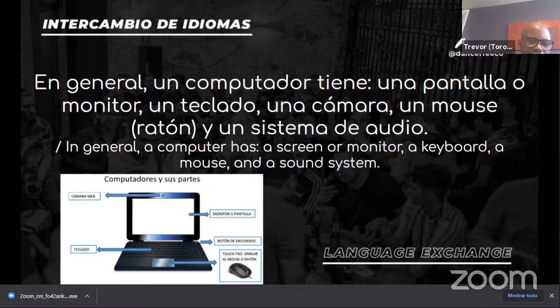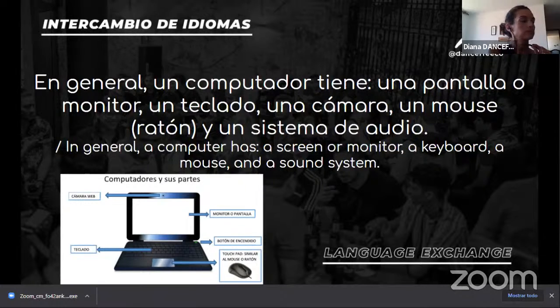It's pronounced pantalla? Pantalla? Sí, pantalla. Okay, bueno. Teclado. Teclado. Sí. And the same happens in Spanish. I don't think many people use monitor. They say they use pantalla.